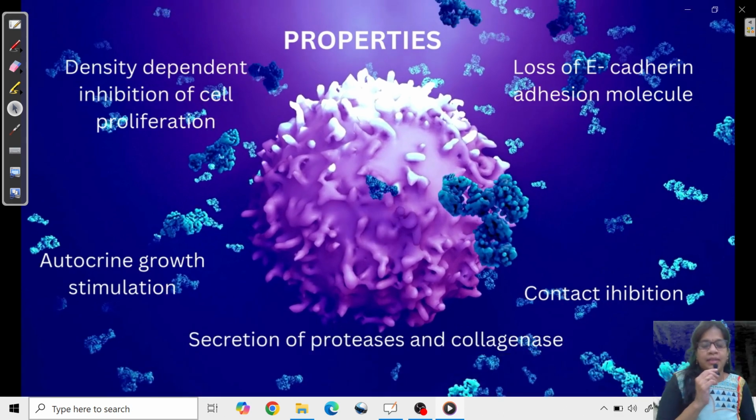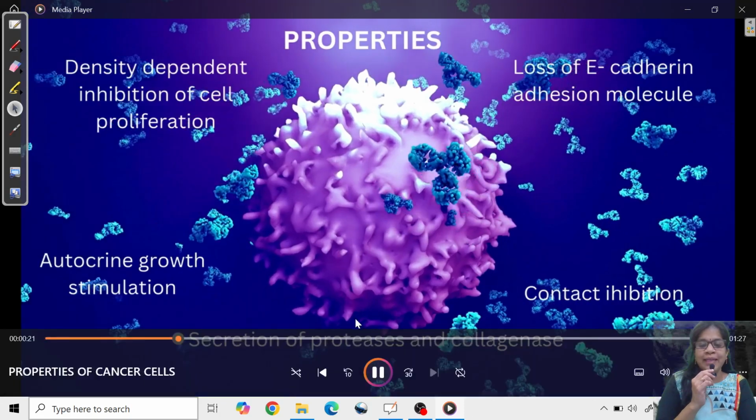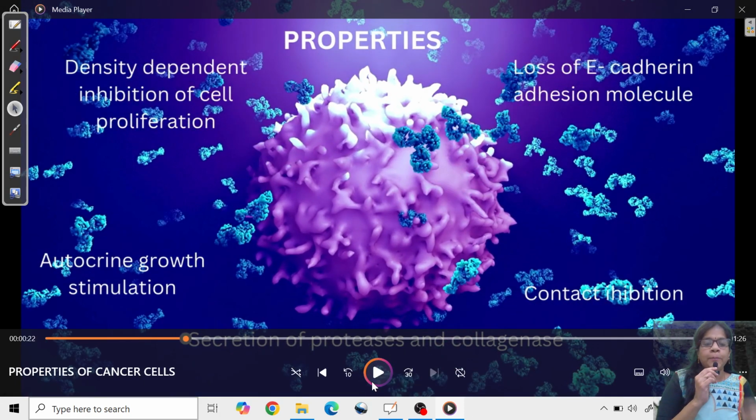So what does that mean? Proteases are the enzymes that act upon protein. Collagenase is an enzyme that acts upon collagen. So when these proteases are produced by the cancer cell itself, the whole extracellular matrix components are completely digested by these proteases, which makes it easy to enter into the normal healthy tissue cells.